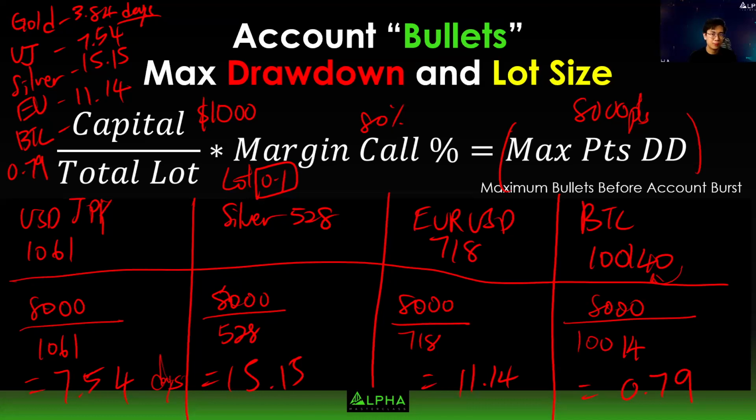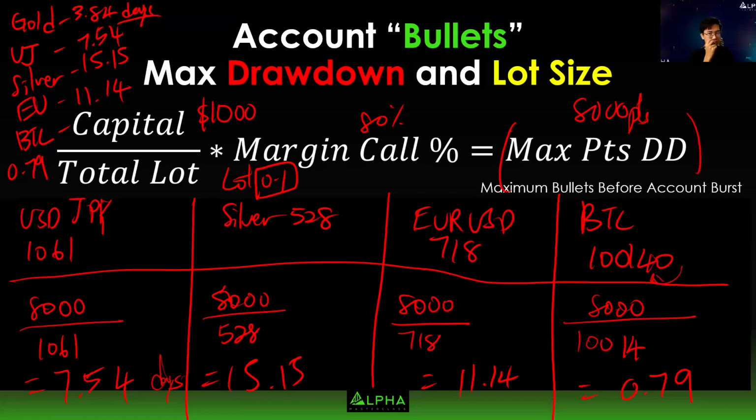What does lot 0.1 mean? It means a lot size of 0.1. Put in simple words, you are betting 1 cent. Okay, you are betting about 10 cents. That's what lot size means. The higher it is, the more risk it is.